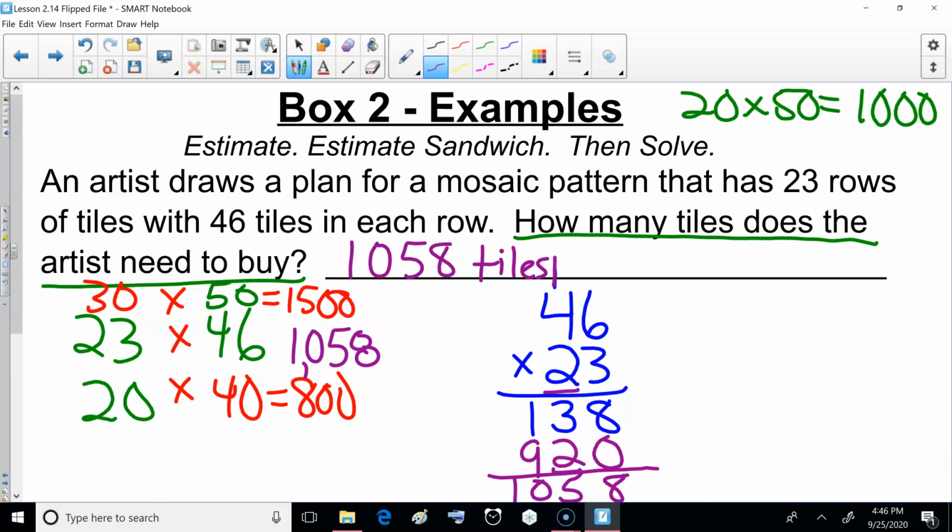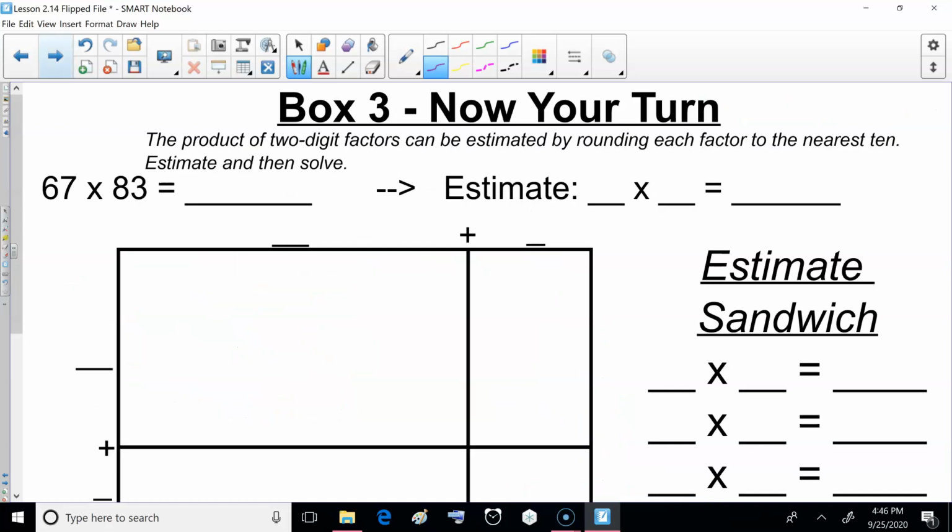So pause, write this example down, and solve it out. If you're not sure you got the same answer, maybe choose the area model as well. Here we go. Now it's your turn. I want you to do 67 times 83. You're going to walk through the whole process. Start with your estimation sandwich, then move to your estimate, and then solve it and see: does my answer fit in the estimate sandwich, and is it closer to my better estimate? So what is 67 times 83? Pause it now. Solve it out.